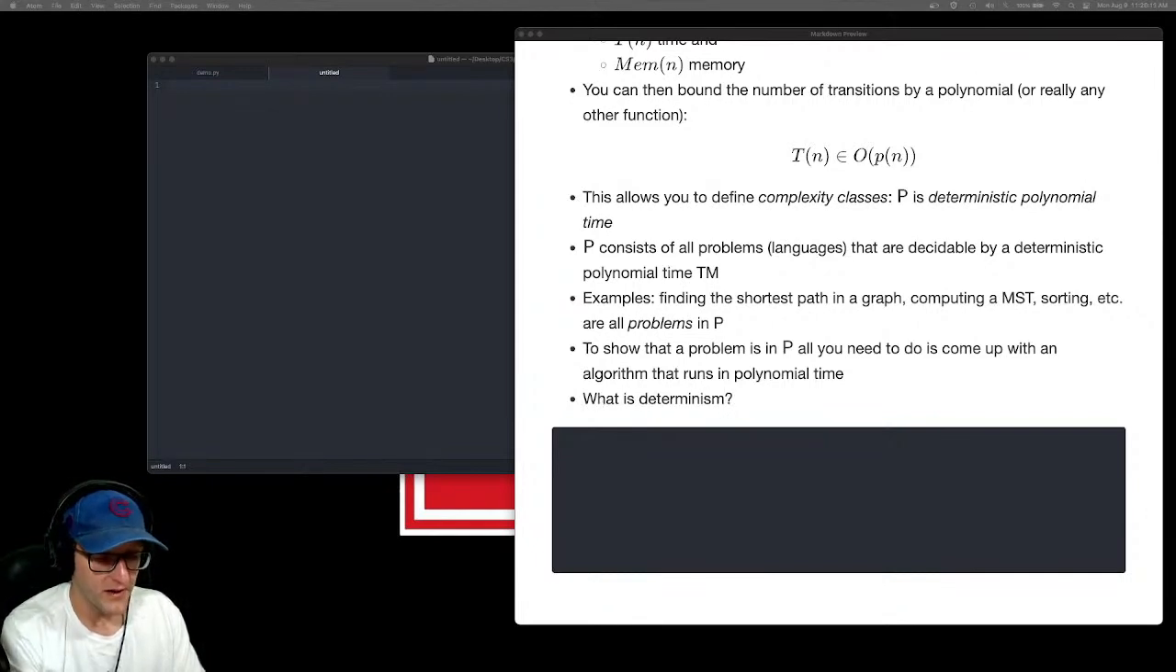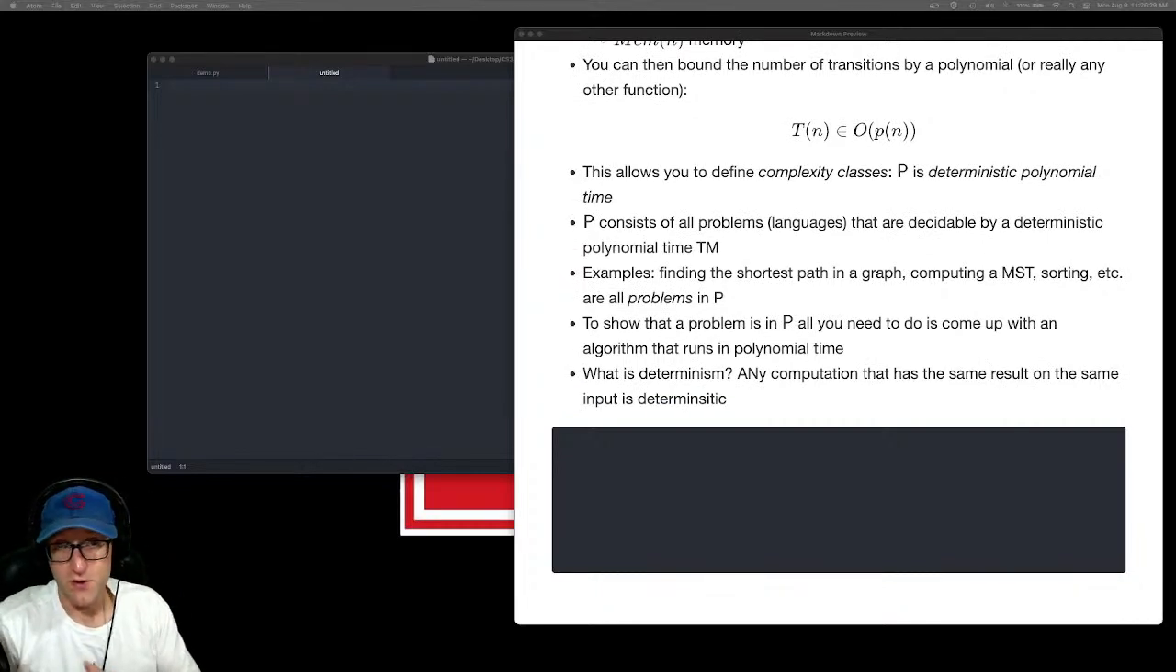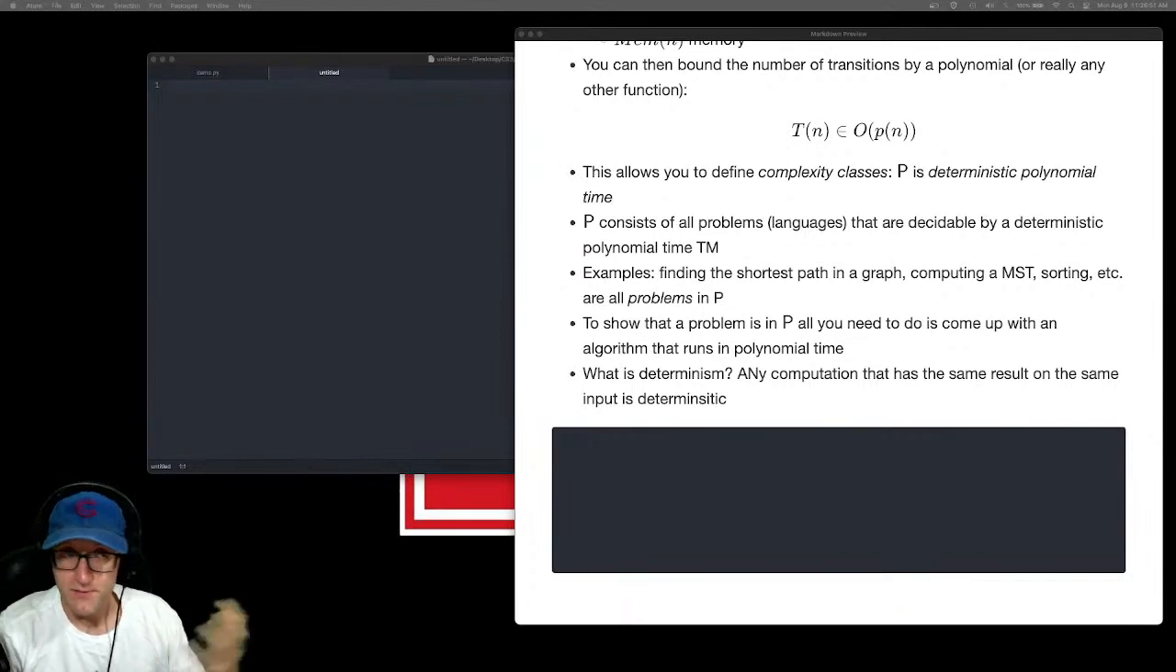What is determinism? Any computation that has the same result on the same input is deterministic. It's not going to change. It's not random. This is in contrast to something that you might have seen before, randomization. If you randomly generate an input and you do some sort of random sampling, rerunning it on the same input will not necessarily have the same outcome, because your random bits might be different each time. Hopefully it's different.